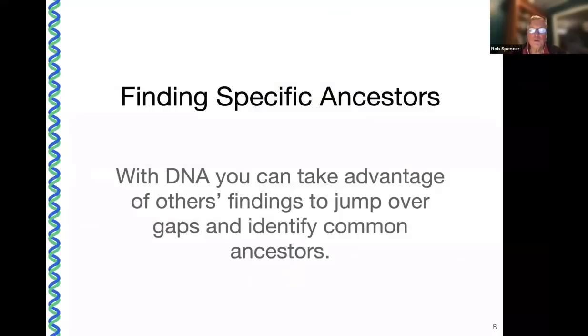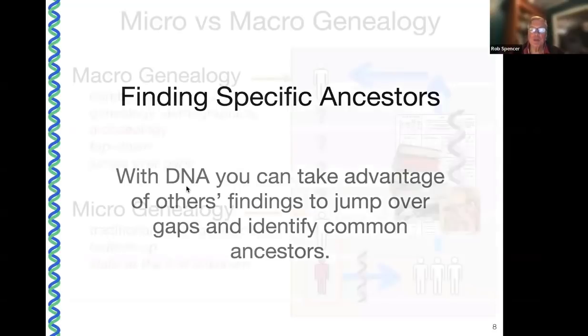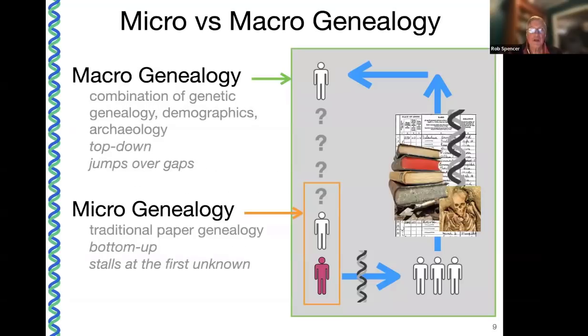Okay, so what are we going to do in this first session, where we're mostly using autosomal, and we're only going back within the scope of traditional genealogy? We're going to look for specific ancestors, and we're going to talk about jumping brick walls to identify those common ancestors, jumping over gaps. Here's another version of our cartoon, and I'm introducing a little nomenclature, in the same way that we have micro and macroeconomics. It doesn't mean bigger or smaller. It means the nature of the focus and the nature of information.